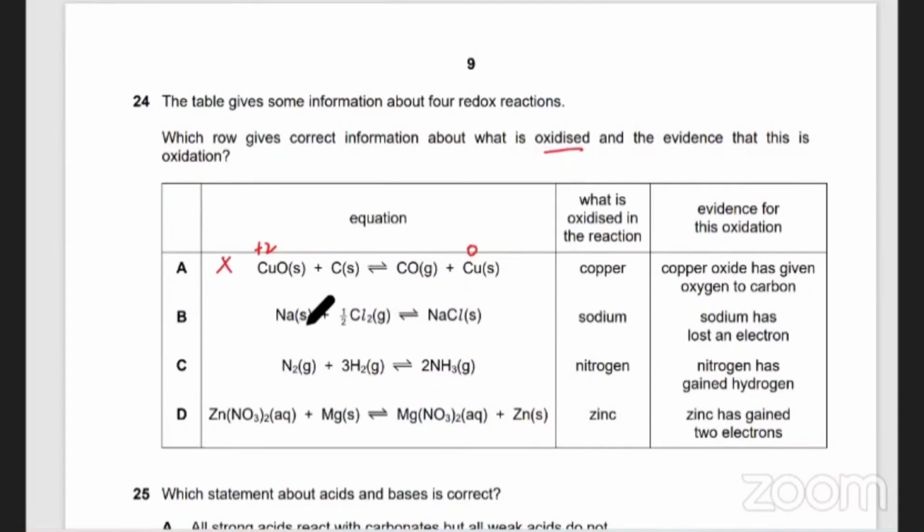Sodium. What's happening to sodium? Sodium is 0. Over here, sodium is +1. So that definitely loses electrons, right? So B is fine. That is exactly what I said. Sodium lost an electron. Okay. Whenever you lose electrons, your charge increases. Okay. So that's fine.